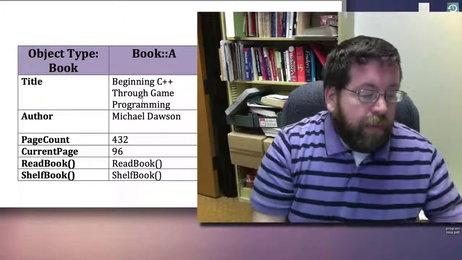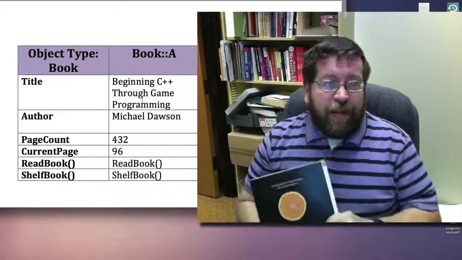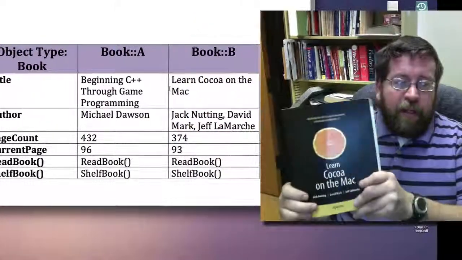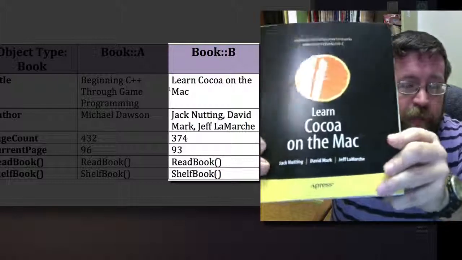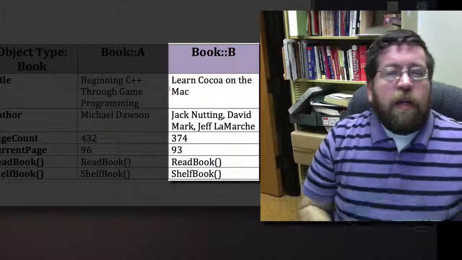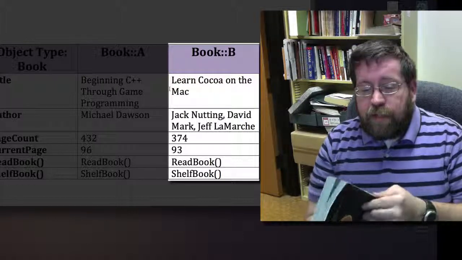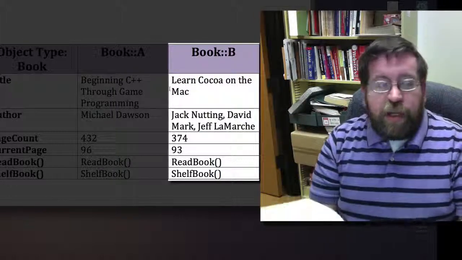Okay, let's look at another one. Another instance of my book object type, my book class. Book B, title is Learn Cocoa on the Mac. The author is a bit more complicated here. We've got three authors, Jack Nutting, David Mark, and Jeff LaMarche. Page count, this one's 374 pages long. And current page, the last page I was on here was page 93. I call my read book function and I start reading. I read for a while, then I decide I'm done reading. So I call my shelf book function.